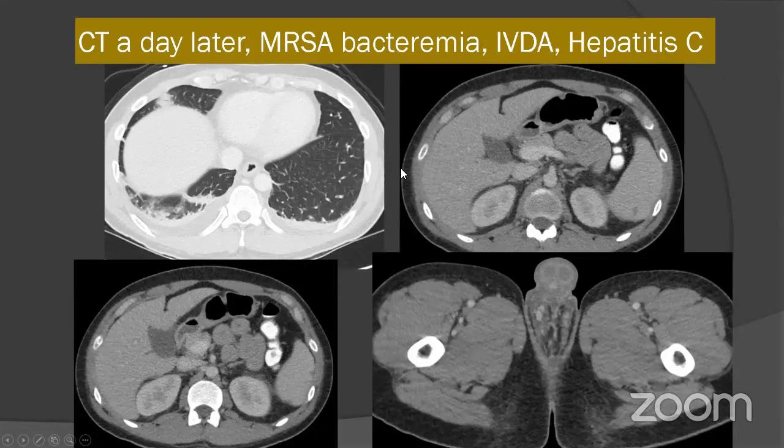And this patient, a day later, had a CT done because the patient is bacteremic with MRSA, is an IV drug abuser, and has hepatitis C. And you can see evidence of septic emboli, effusions bilaterally. There are small splenic infarcts, which were new. There is perinephric stranding. I think there was a renal lesion as well. And there is some edema of the scrotal wall.